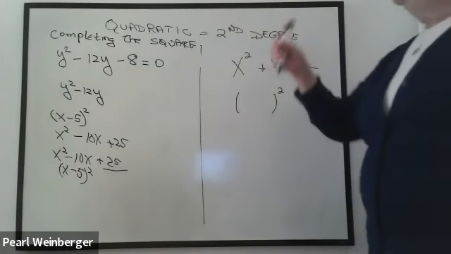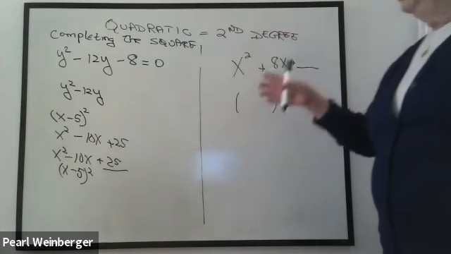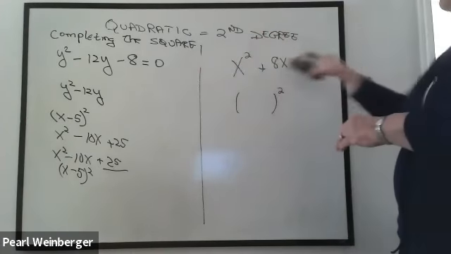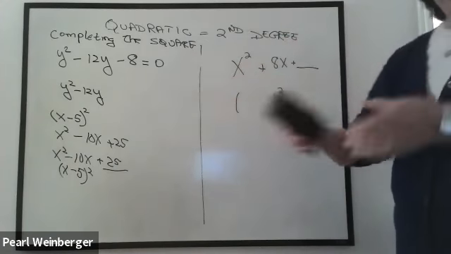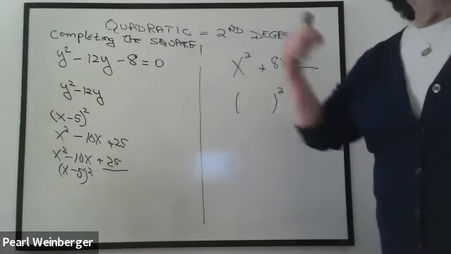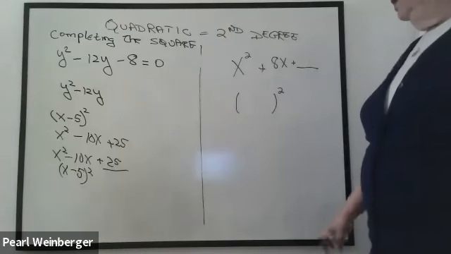And I have to do something that's called completing the square. That's why this is completing the square. It's called completing the square because this is incomplete. It only has two of the terms, and I need all three. So completing it means figuring out what that third term is.